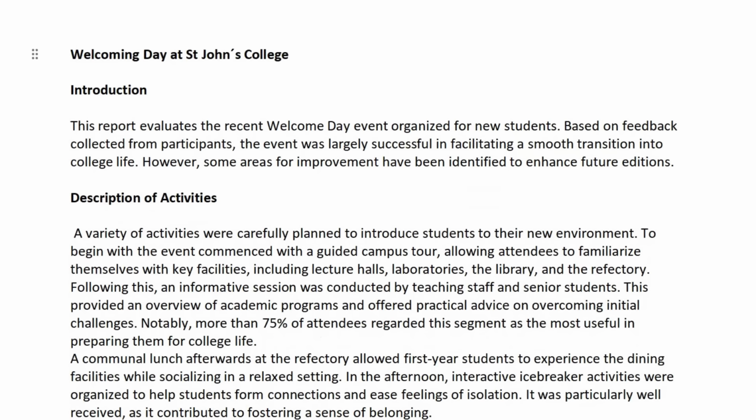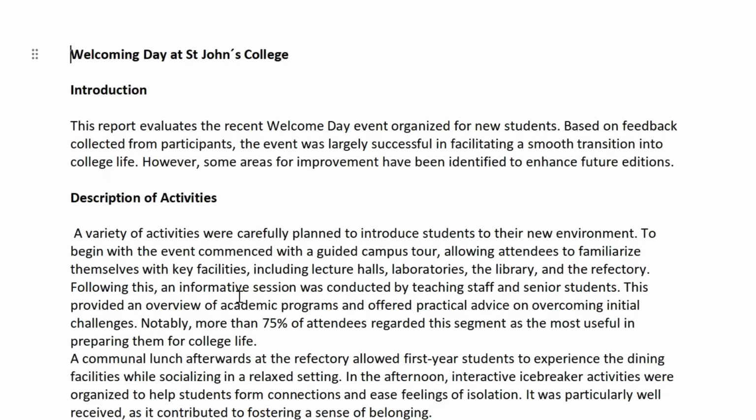And then the next part here, we're going to describe the day's activity. So our heading here, quite simply, description of activities, or description of day's activities we could have here as well. A variety of activities were carefully planned to introduce students to their new environment. To begin with, the event commenced with a guided campus tour, allowing attendees to familiarize themselves with key facilities, including lecture halls, laboratories, the library, and the refectory.